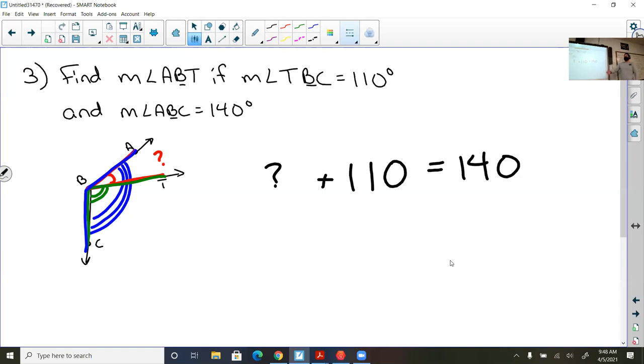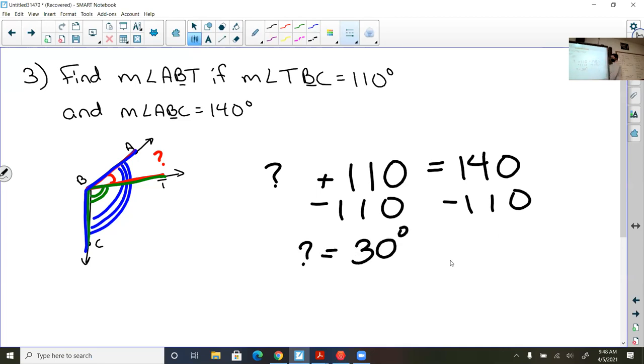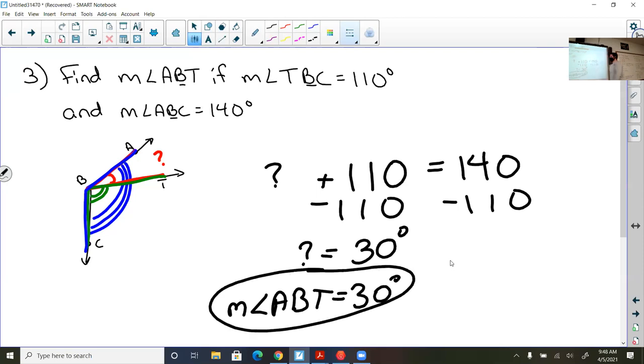And again, I said these were the easier of the other problems because as you can see, it's not that hard to solve. 110 plus what is 140? The answer will be 30 degrees. So our question mark is 30 degrees. And if we want to make it official and formal, I'm going to say the measure of angle ABT is equal to 30 degrees. But I'm not going to be picky and I'll accept either one.